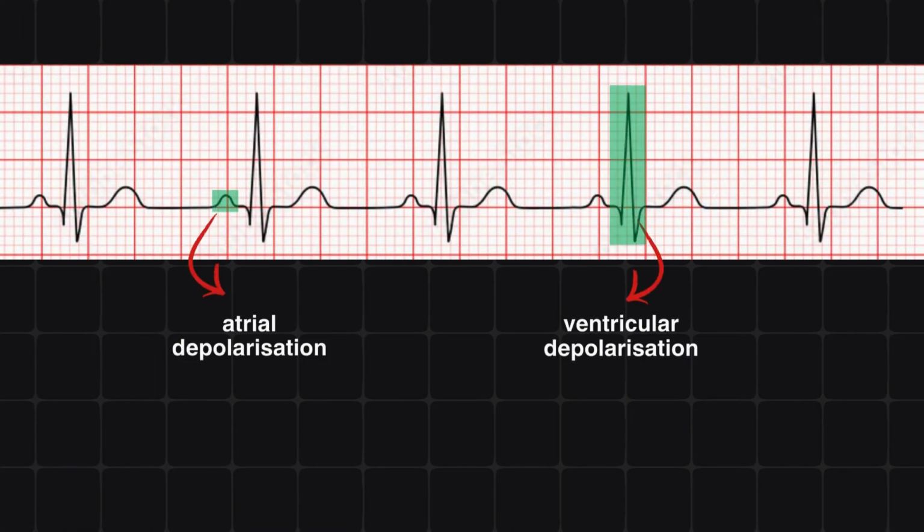Next we will look at the P wave. The P wave represents atrial depolarization. The best wave morphology will be seen in lead 2 and lead V1.